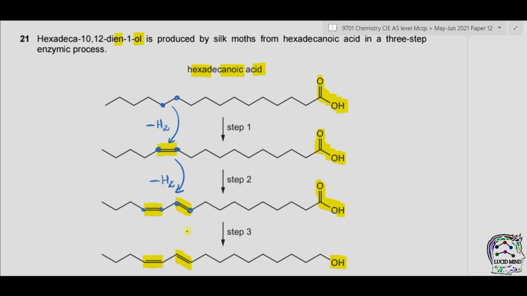Then in the third step we can see that the double bond is the same. There is no change in double bonds. But on this side we can see that carboxylic acid has converted into primary alcohol. Now this is reduction, and it can be carried out in the presence of LiAlH4 and dry ether.